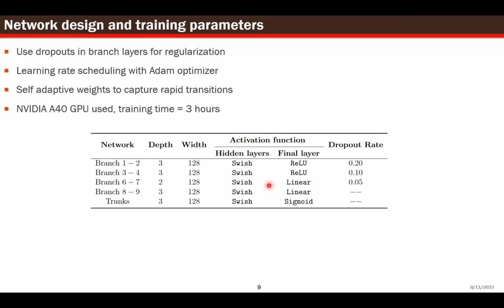So this table shows the architecture of the DeepNet. The branch layers have a depth of 3, and they have 128 neurons each. The hidden layers use the swish activation function, and for the final layers, some of them use ReLU, some use sigmoid, and some are linear. This is based on the type of outputs we need.